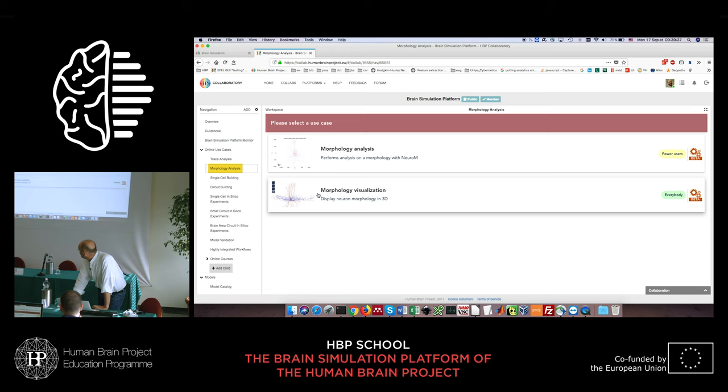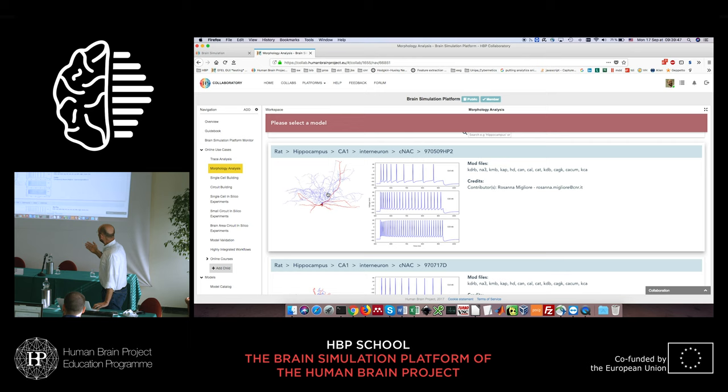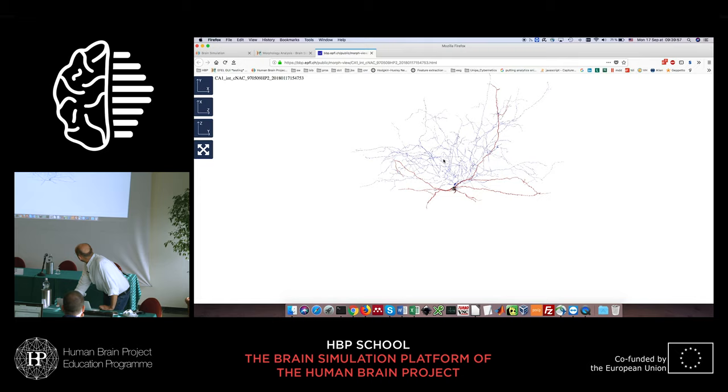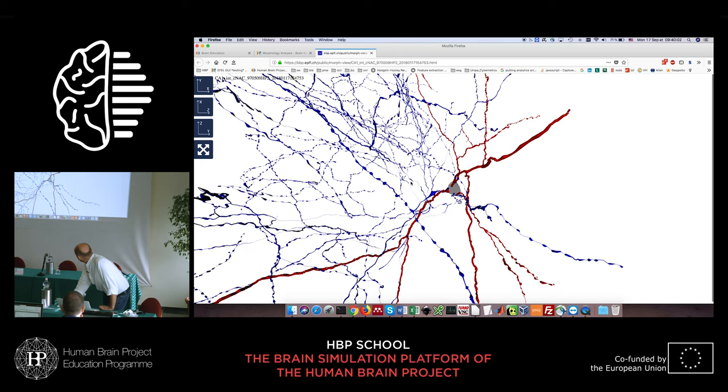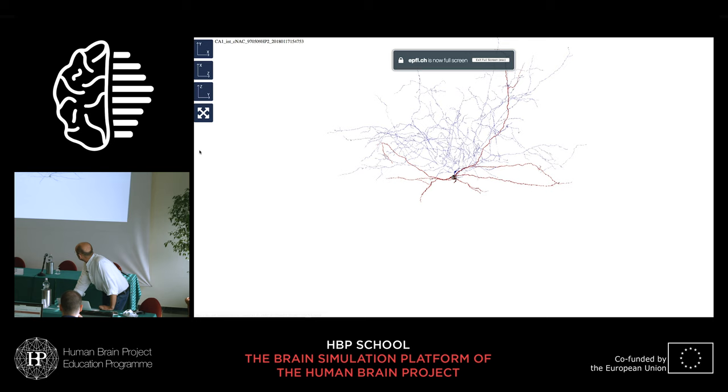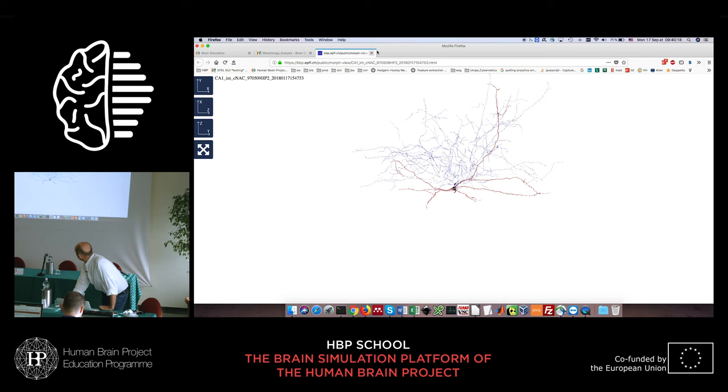It is pretty nice. If you click on this, you are provided with a list of models whose morphology you may want to see. So if I click on this model, the morphology that has been used to build that model is shown here. So here is the morphology. You can zoom, you can turn. Here's the soma. The blue is the axon, then dendrites. You can align here to the axis of your preference, okay, or go full screen. Okay, so this is opening another tab.